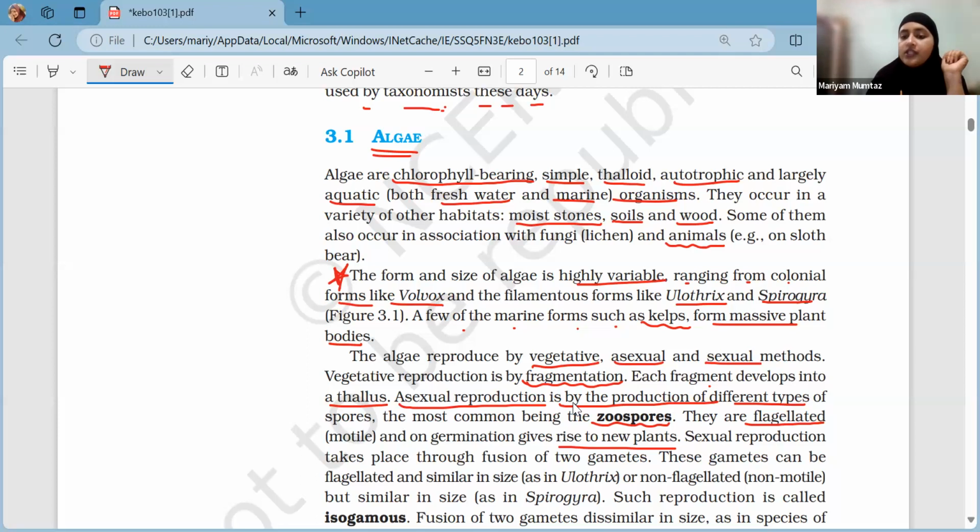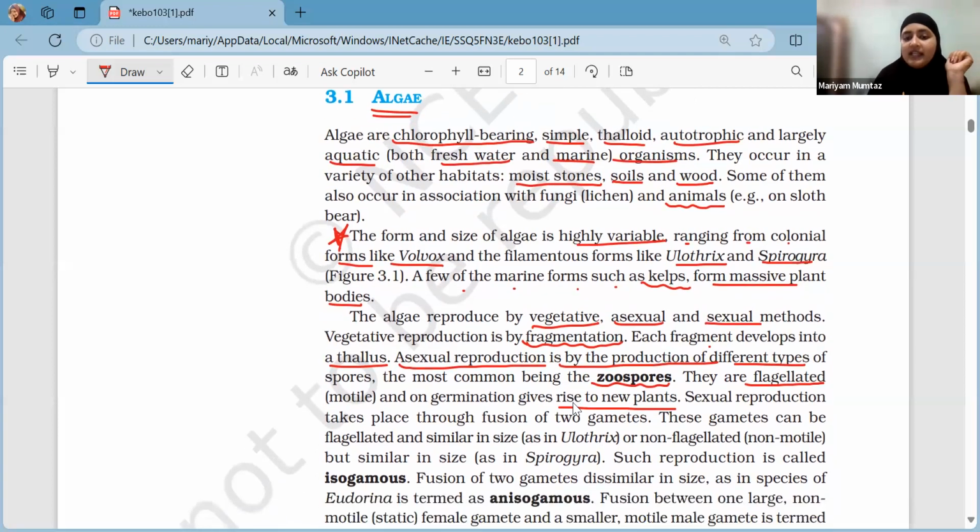Now moving on to sexual reproduction. It takes place through the fusion of two gametes. This is the whole point. Now, these gametes can be isogametes. First of all, they can be flagellated, meaning motile, and similar in size. That happens in the case of Ulothrix. The male and the female gametes are similar in size, and both of them are motile. Or they can be non-flagellated, meaning non-motile, but similar in size, such as in Spirogyra.